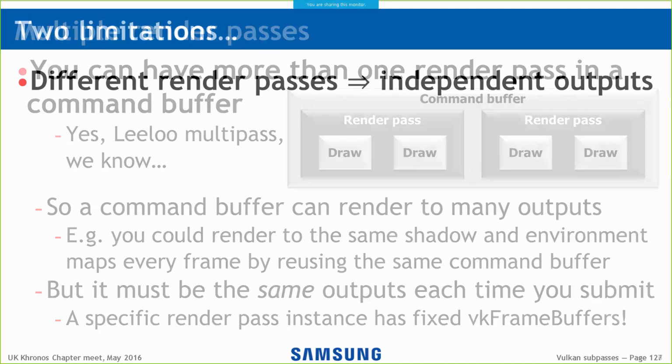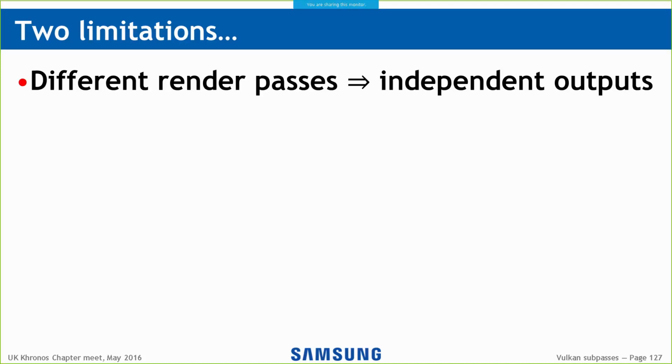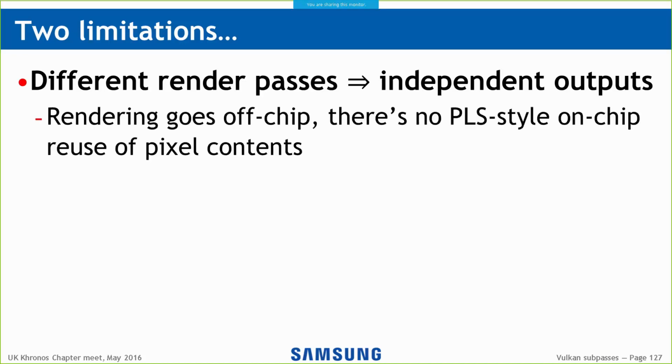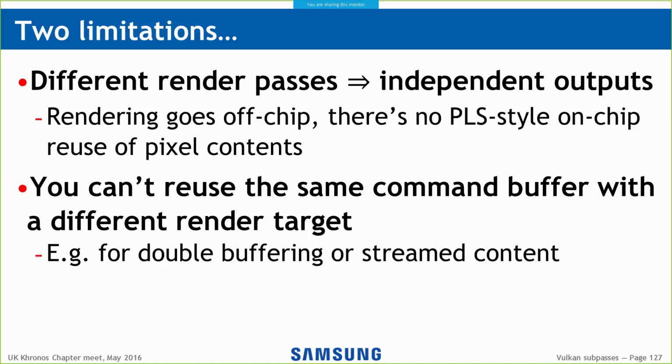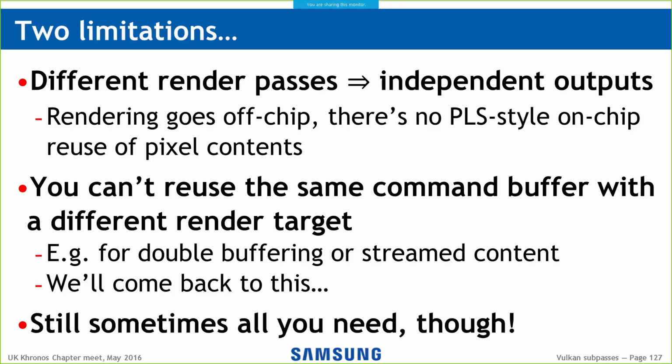So as I was saying, we have two issues there. If we've got two different render passes, they're outputting to different places, so nothing gets held on the chip. It's all being written to off-chip memory, conceptually. Or at least there's no logical connection between them. And if you've got this command buffer, you've got no way of pointing it to a different render target. So as I say, you can't double buffer any outputs or anything like that. We'll come back to the second problem; the first one we'll deal with now. But sometimes, particularly for things like the shadow map and environment map case I was just talking about, that's still enough to be useful.